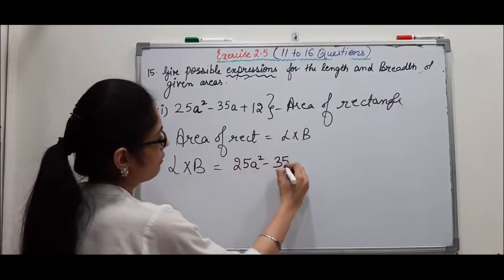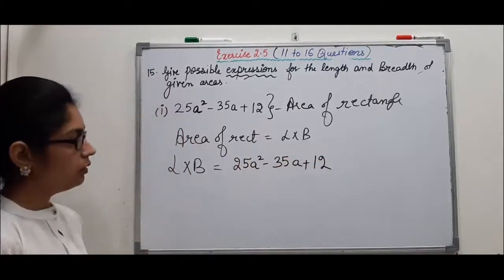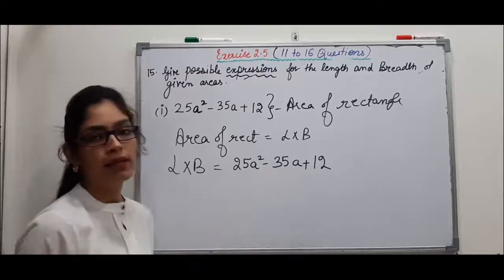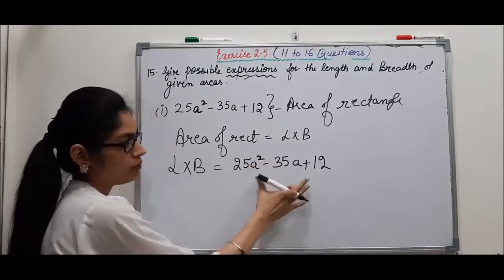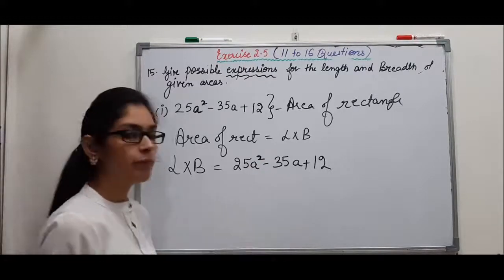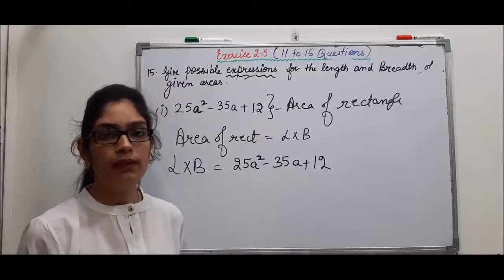minus 35a plus 12. Now if you see this expression, this is a quadratic polynomial. The highest degree of the variable is 2, which means this is a quadratic polynomial. We just have to factorize it, and we will factorize this expression by splitting the middle term.